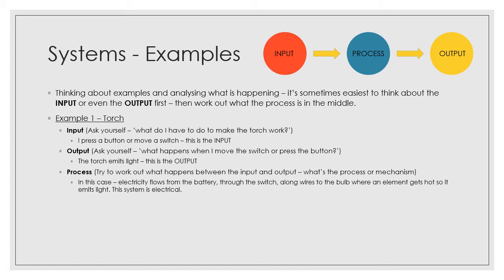This is the output. Now the process is more complicated, but we need to do our best to work out what's happening between the input and the output, between the button being pressed and the light going on. This is the complex part and needs some careful thought. In a simple system like a torch, the battery provides power, but the electrical power can't get to the bulb until the switch is closed by pressing the button or moving the switch. Doing this closes the circuit and allows electricity to flow to the bulb. That's the process. This system is an electrical system.